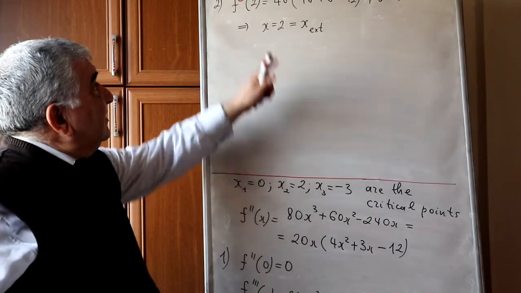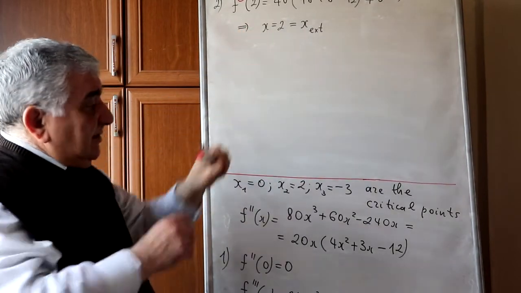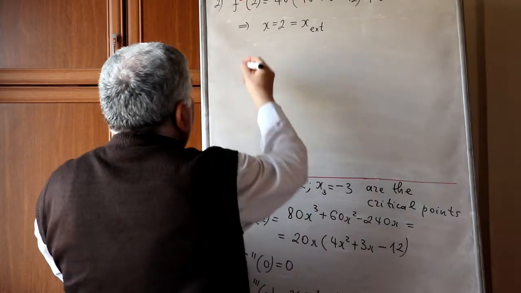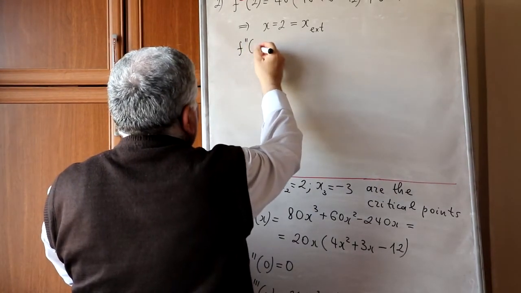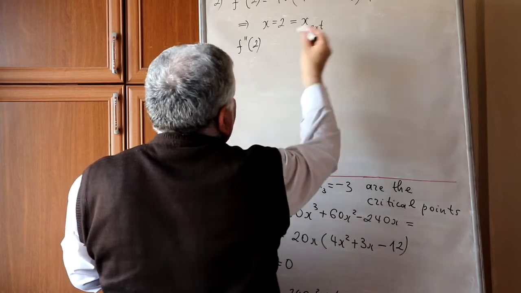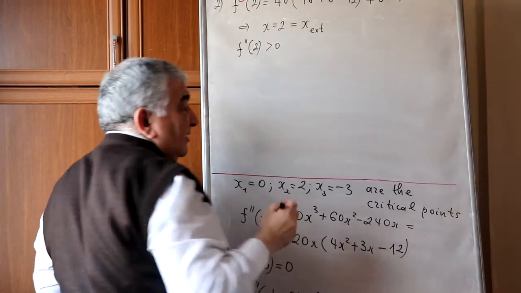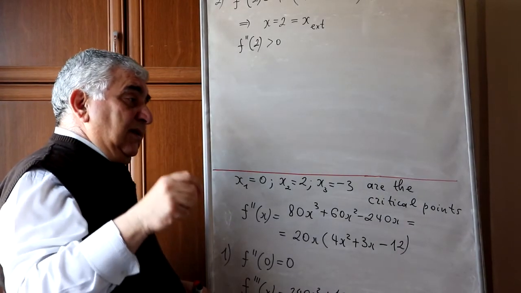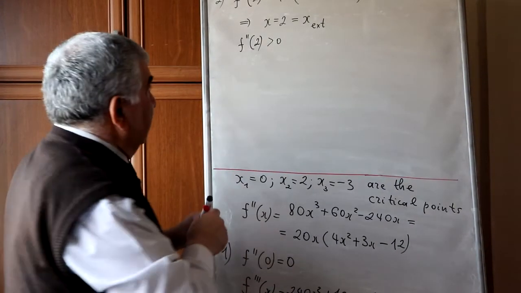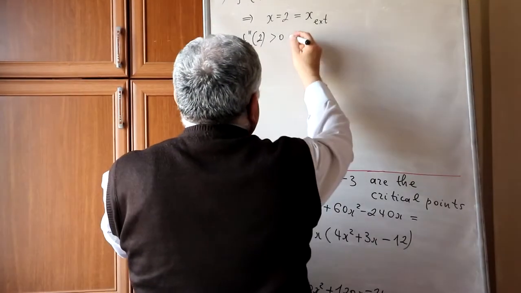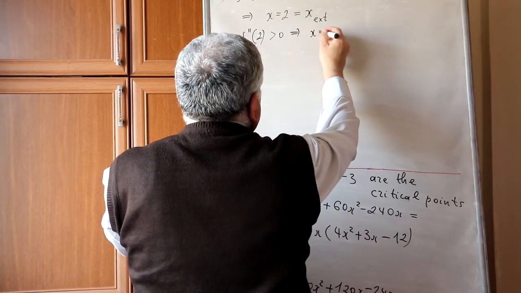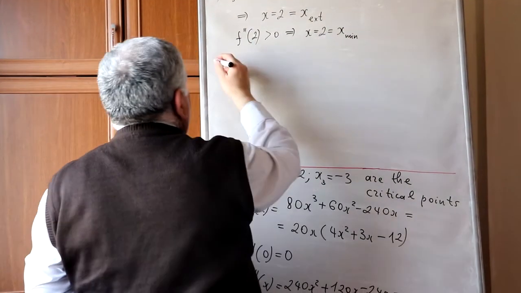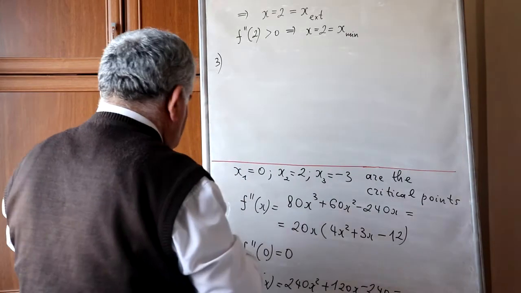But then find the sign of the value of the second derivative at this point. F2 prime at 2 here is positive, and if this first non-zero derivative is positive, it means the given critical point is a minimum point. Then it means x equals 2 is a minimum point. Then open the third point.